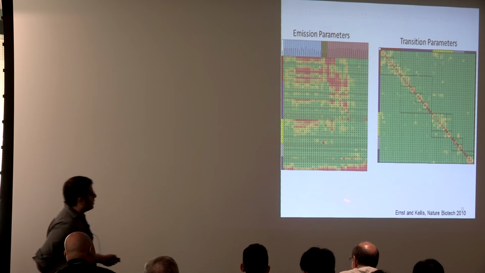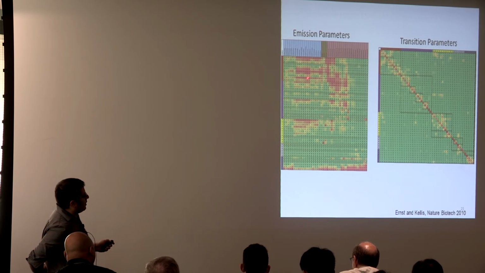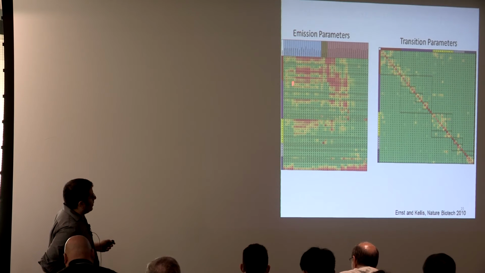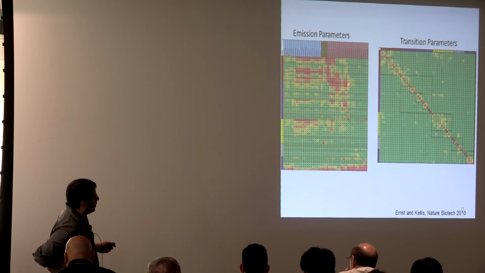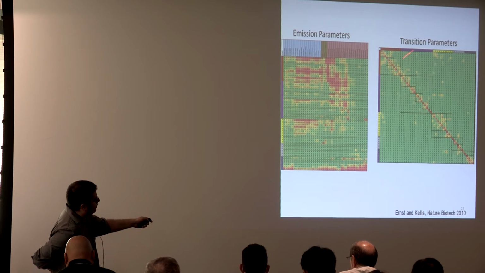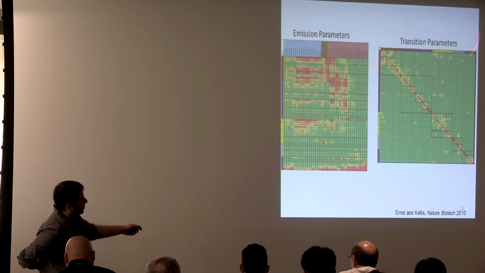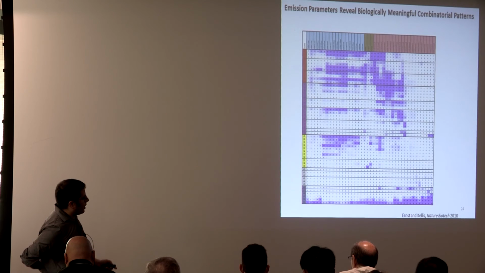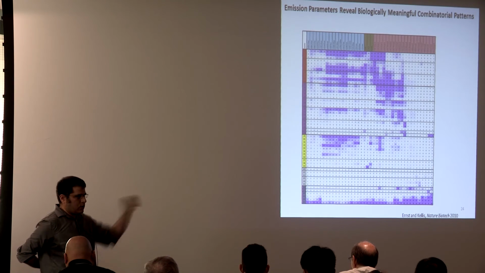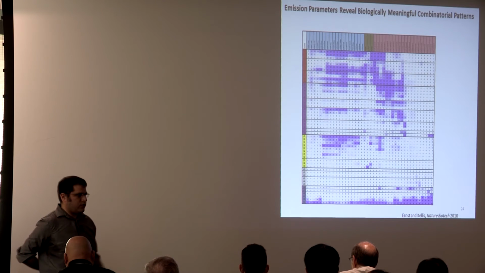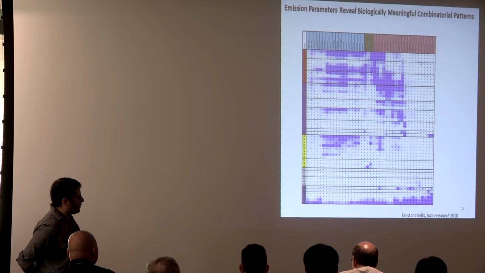So this is showing you, going back to that T-cell data I showed you before, the emission parameters and the transition parameters. The rows correspond to different states, the columns to different marks, and the coloring indicates the relative probability of the marks in the state. I'll show this a little bigger on the next slide. But I just wanted to point out that we also have transition parameters between the states, which say, given that we're in this state, what's the probability we would transition to each of the other states? And once we have one of these models inferred, we can go across the genome and assign each location to one of, in this case, 51 different states.